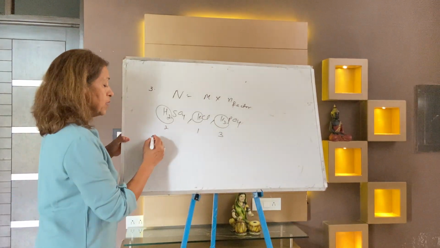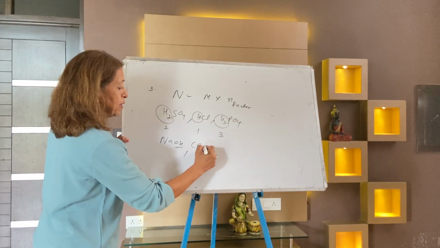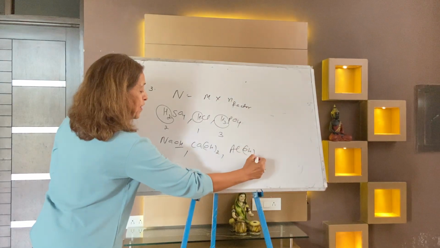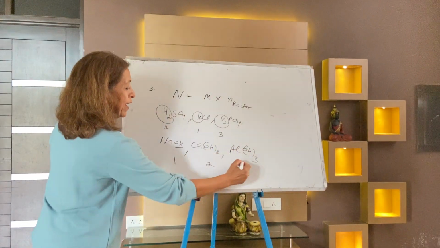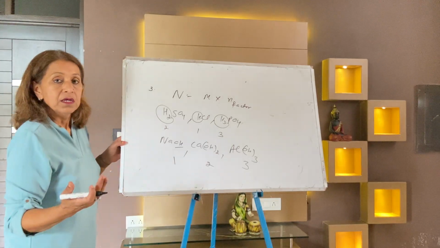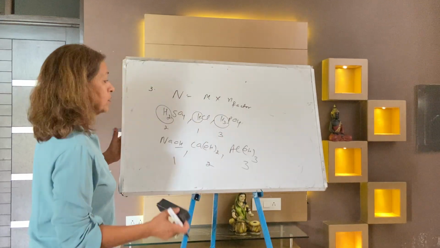In case of a base, the n factor is the number of replaceable OH: calcium hydroxide, aluminum hydroxide. So the n factor is 1, 2 and 3. It's the acidity of the base. Third is salt. I am taking salt now.